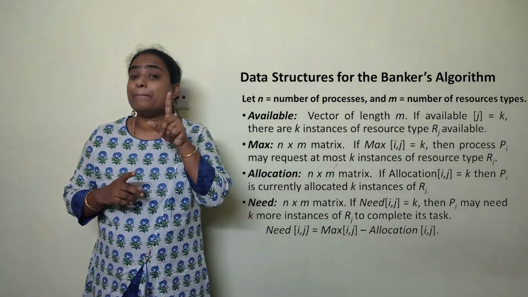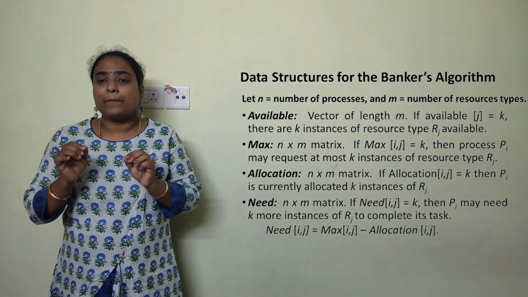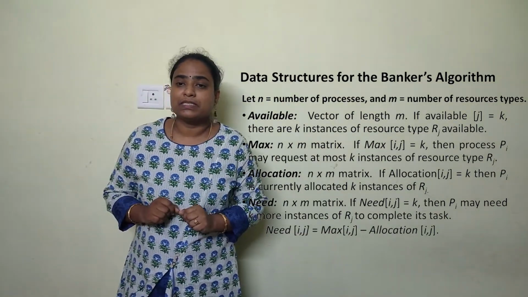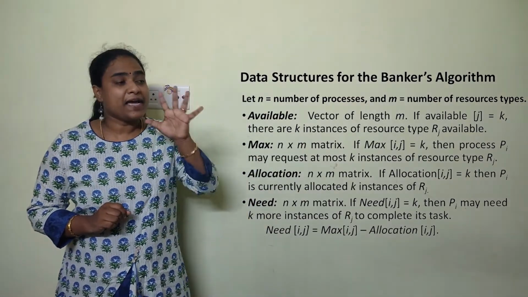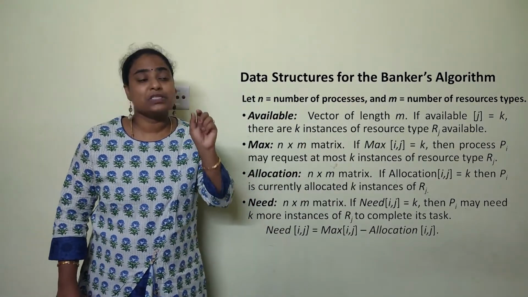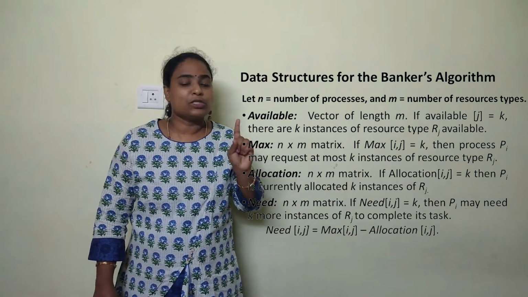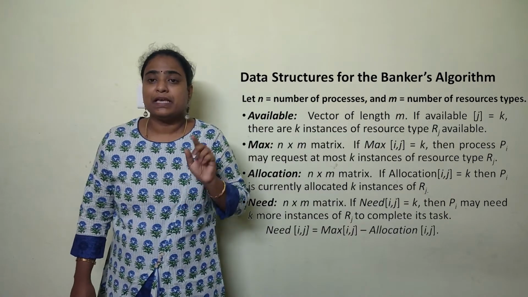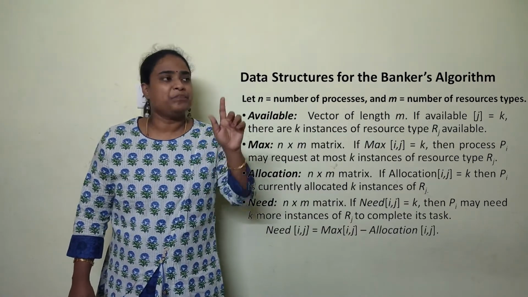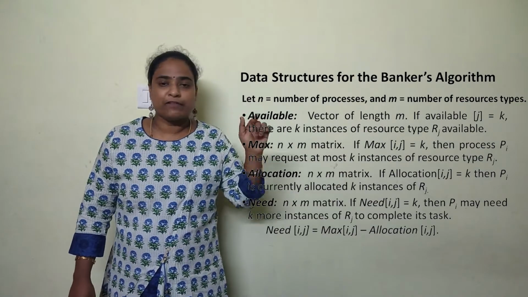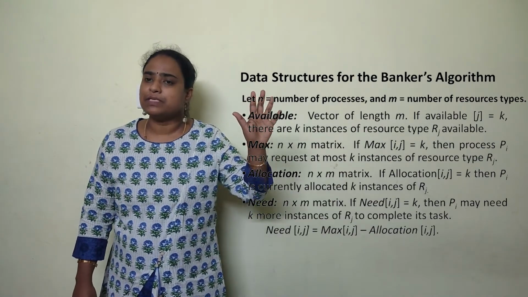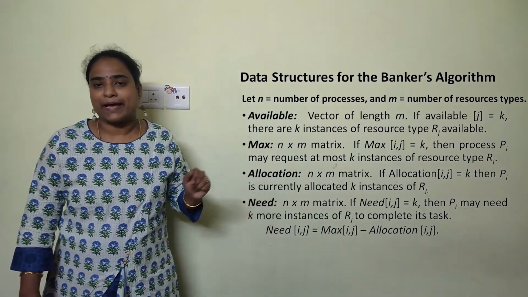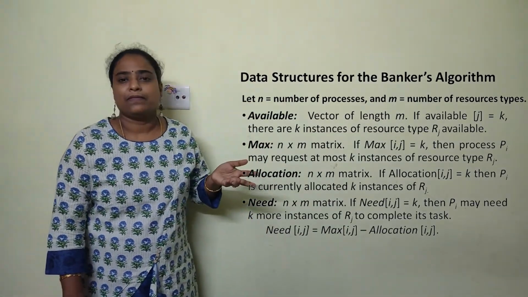So the first one is Max. Max is a matrix, a 2-dimensional array. If a process can request 5 instances of resource Rj, then Max of i, j is equal to 5. It means Max of i, j: process Pi can request resource Rj, maximum 5. Like this we represent a Max, that we call a Max matrix. The other one is the Allocation.